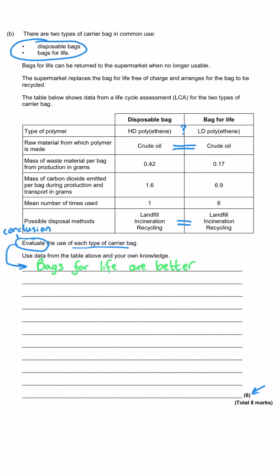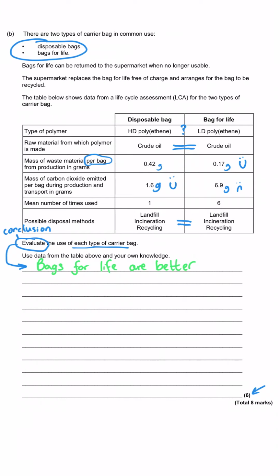So the mass of waste per bag, that's really significant that it is per bag, 0.42 grams for the disposable bag and 0.17 for the bag for life. So the bag for life is winning because there is less waste. And I really do suggest that you annotate it with smiley faces because that does make your decision easier. Now the mass of carbon dioxide emitted per bag in grams, well 1.6 grams is for the disposable bag and 6.9 grams for the bag for life. So the bag for life has lost that competition.